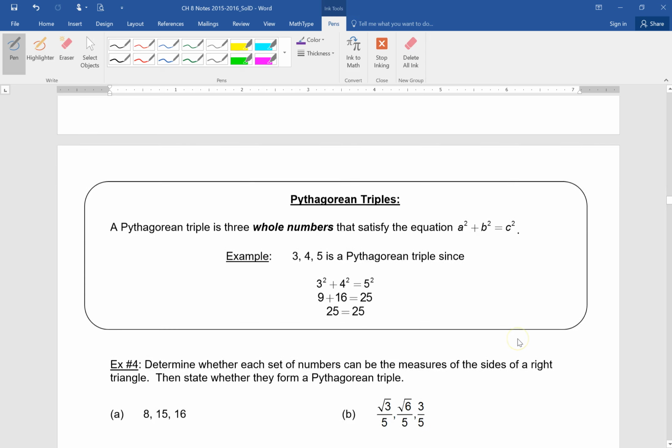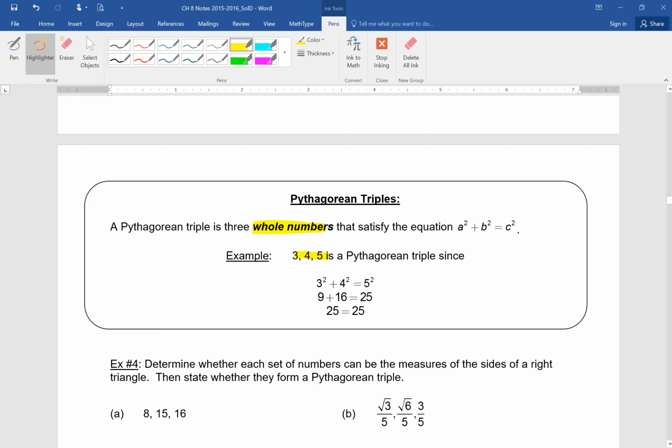Now, what are Pythagorean triples? We've sort of touched on this. A Pythagorean triple is a set of 3 whole numbers that satisfies the Pythagorean theorem. It has to be whole numbers. That's the point. For example, 3, 4, 5 is a Pythagorean triple. Why? Because 3 squared plus 4 squared equals 5 squared.